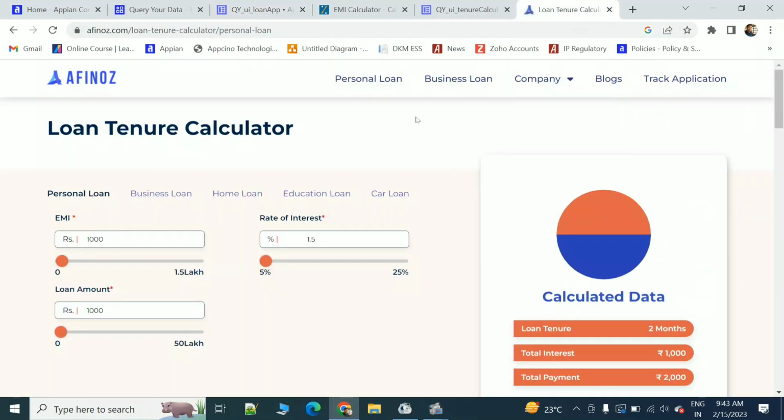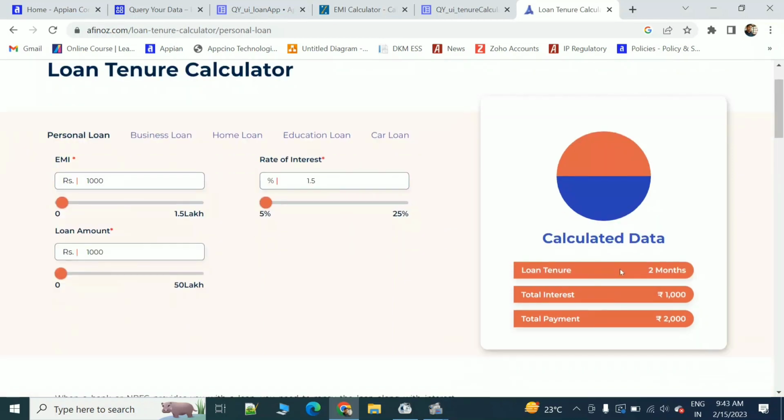Nowadays, what banks are doing is, if you are taking a loan from a bank, you can also decide how much amount you have to pay. It means you can set your own EMI. Like if you set your EMI as 1000, the interest rate as 1.5, and your loan amount as, suppose, 1000, they will calculate in how much time you have to pay. So your loan tenure you can calculate. This type of thing you can also implement in an Appian site.